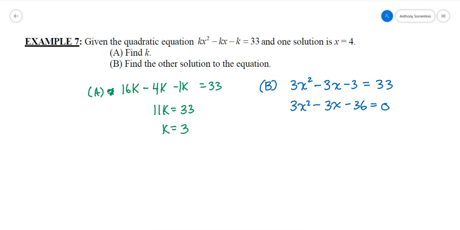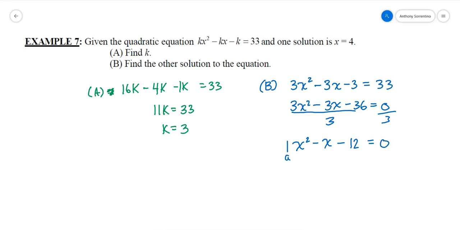I also notice that all three terms are divisible by 3. That certainly will make the numbers a little smaller and easier to work with as I use the quadratic formula. So I'm certainly able to do that. If I divide both sides in their entirety by 3, x squared minus x minus 12 should equal 0 as well.